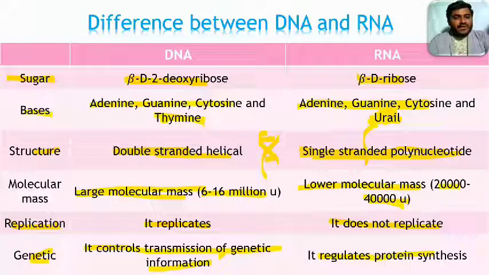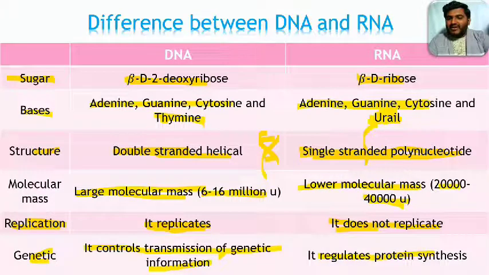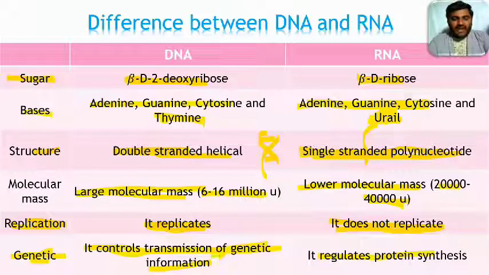Now next, regarding replication property, DNA has a replication property, that means it replicates, but RNA does not have a replication property, therefore it does not replicate. Next one, regarding genetic information, it controls transmission of genetic information, that is nothing but our DNA, but RNA regulates the protein synthesis. This is its function. DNA will transmit genetic information, but RNA regulates protein synthesis.